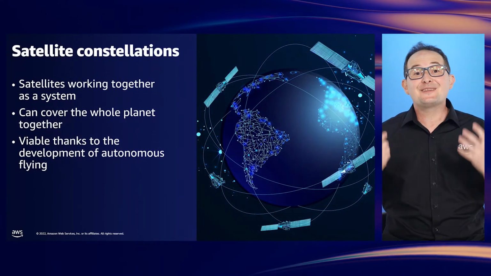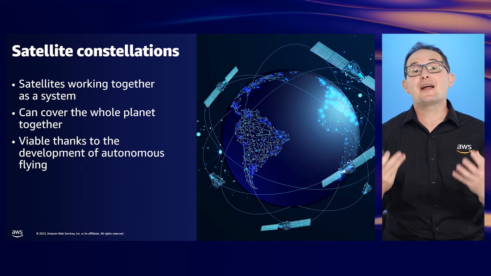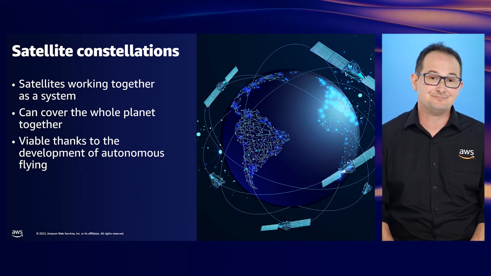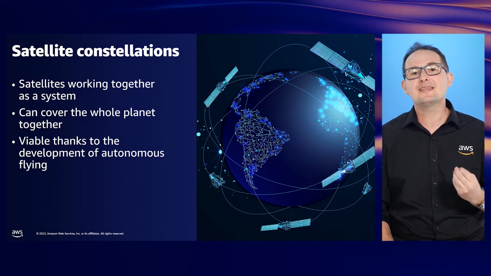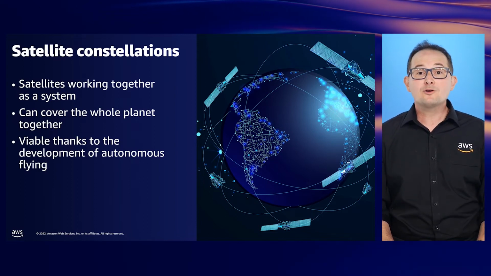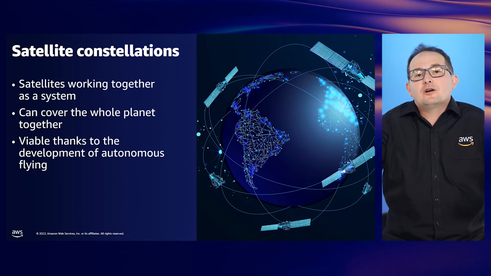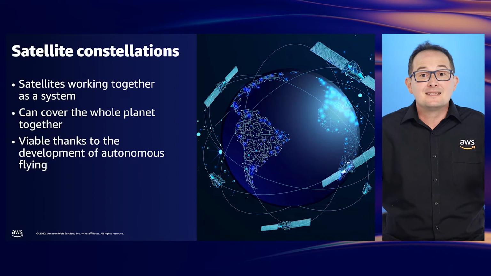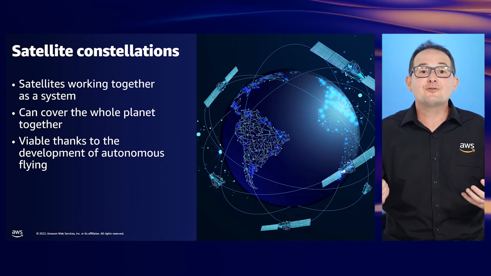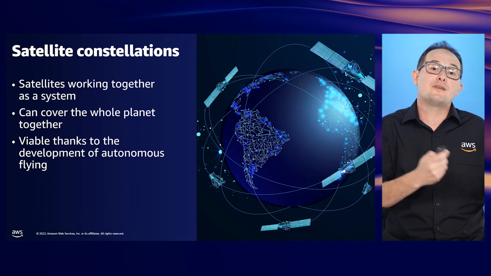The solution is satellite constellations, and this is by far my favorite topic of this presentation. A satellite constellation is a set of satellites that work together as a system. We are talking about hundreds or even thousands of satellites working together to cover the whole planet. Satellite constellations are viable thanks to the development of something called autonomous flying.